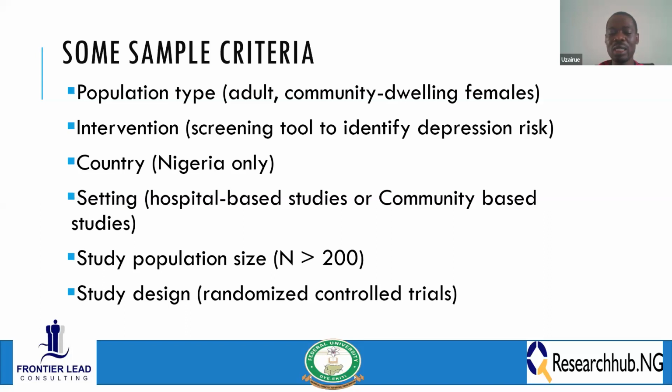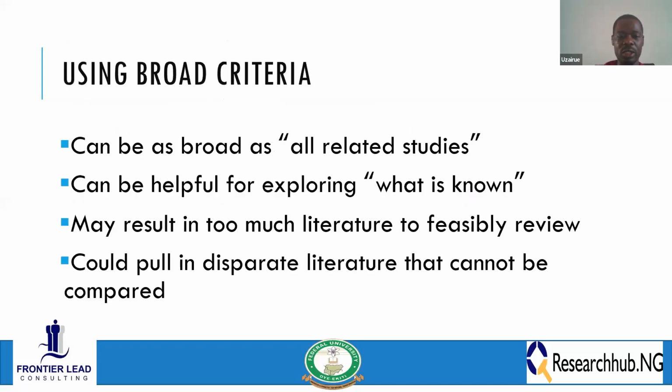Then the next one you also look at is study population size. Are you looking at samples that are greater or less than 200, or even less than that, as the case may be? Now, the type of study that you're also going to include: are you looking at randomized clinical trials, observational studies, cross-sectional studies, or all other types of study that you intend to include? So all of those are very essential for you to be able to set very clear eligibility criteria.